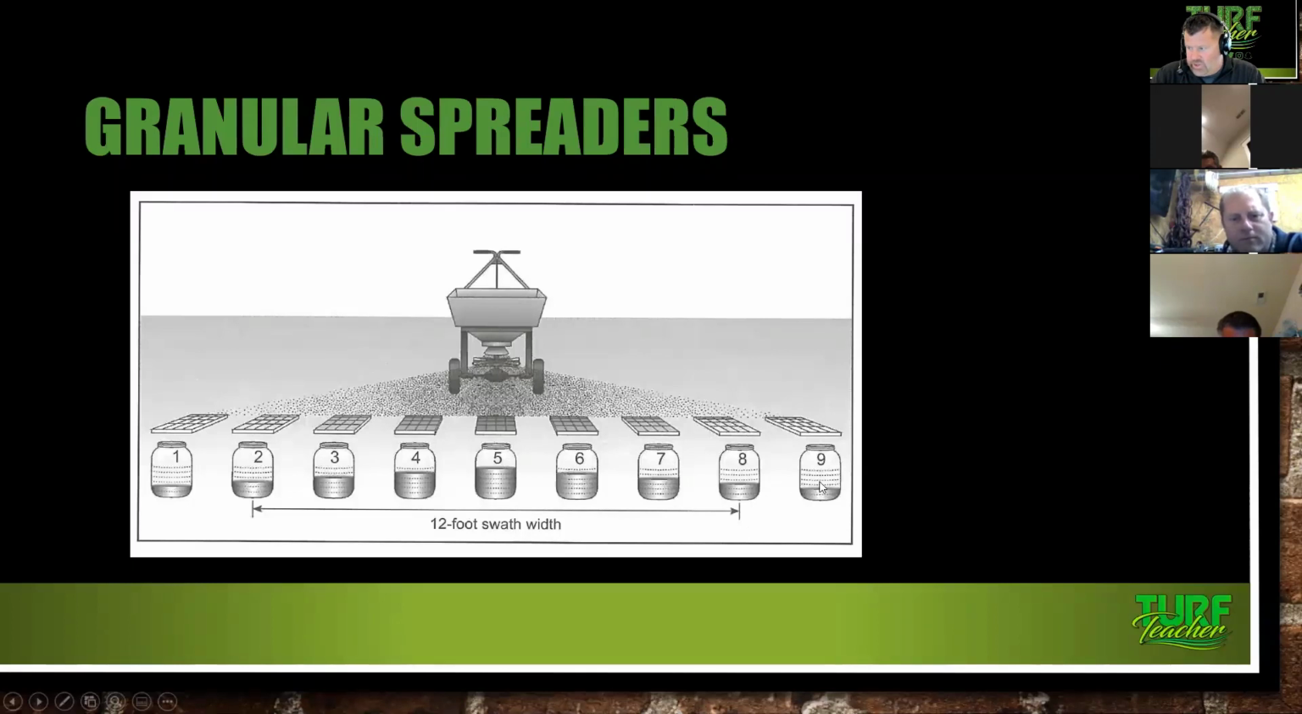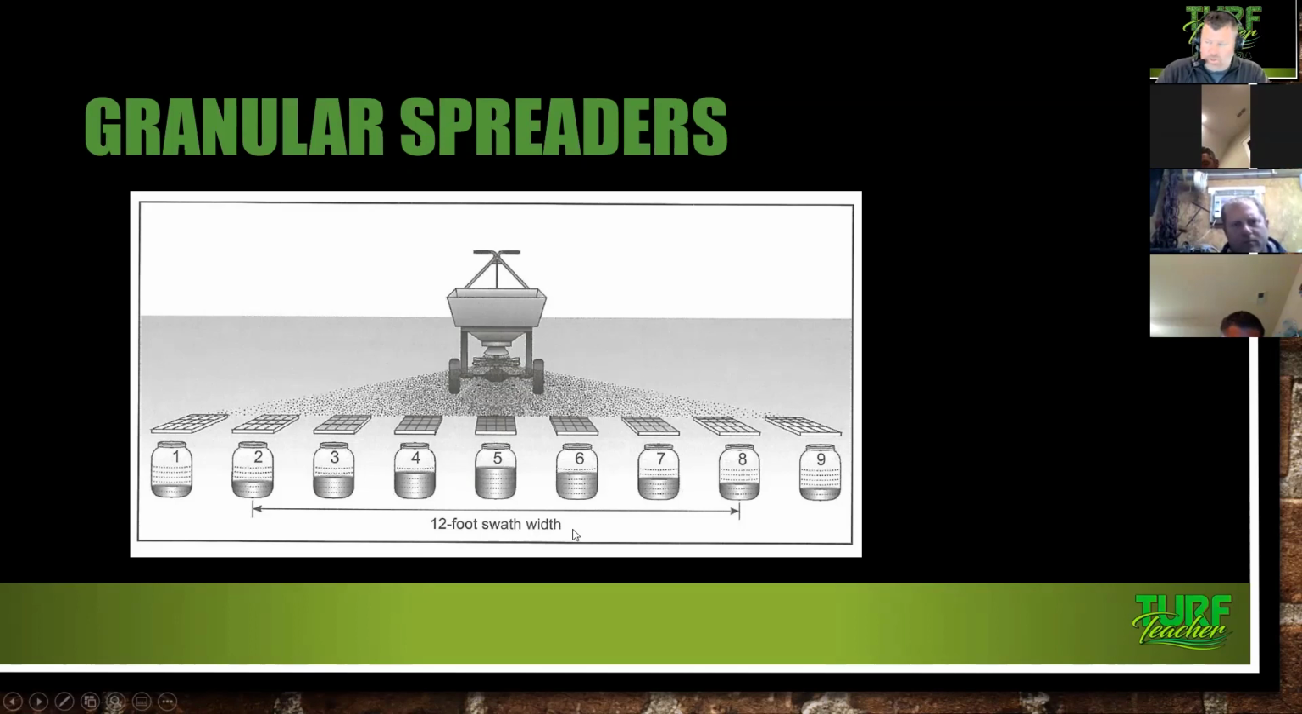We've got the 9 jars. We got the number 5 is right in the middle. So whatever half this weight is, looks like it's number 2 and number 8. Remember, these are on 2-foot intervals. So 2, 4, 6, 8, 10, 12. We got a swath width of 12 feet.